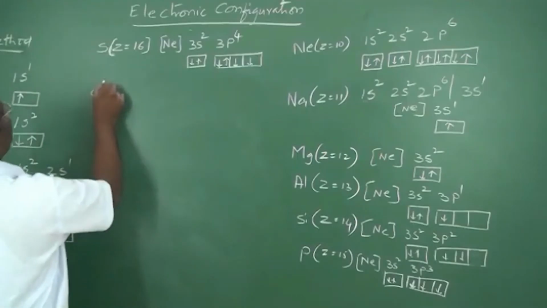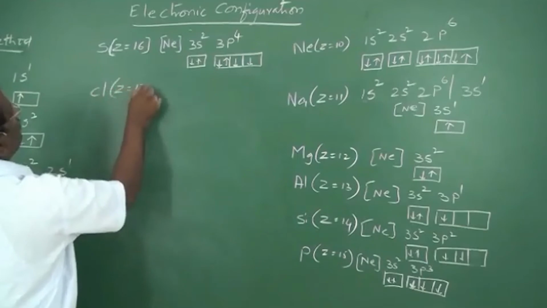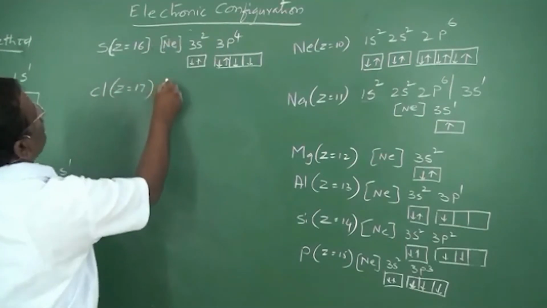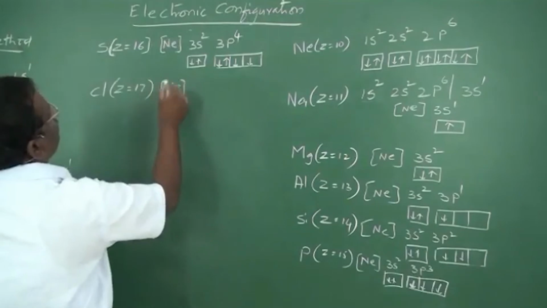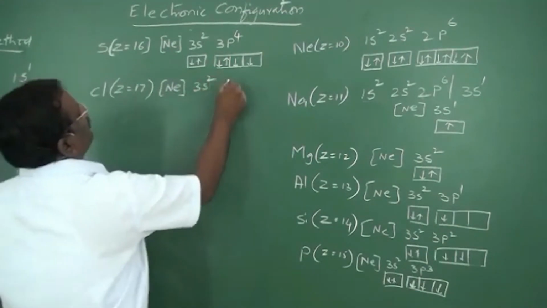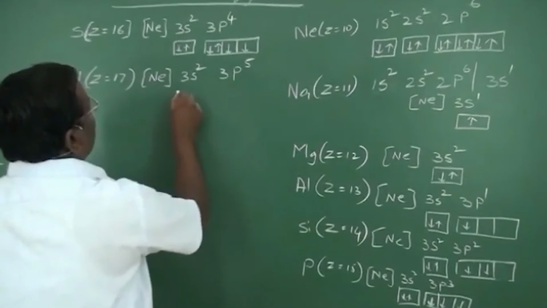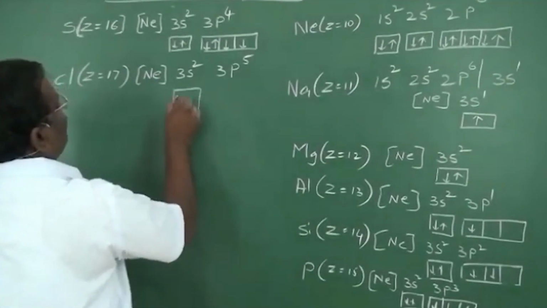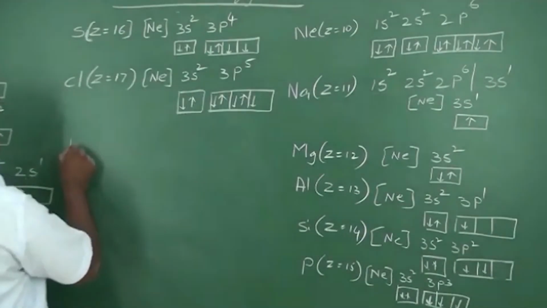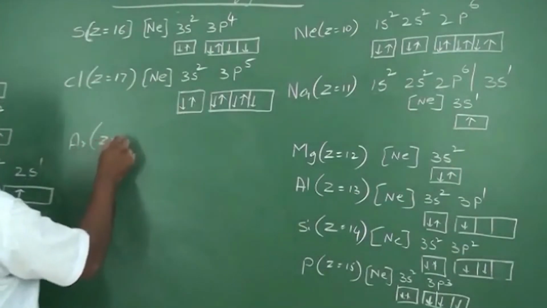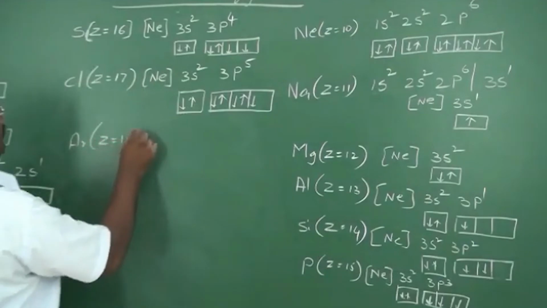Then chlorine. First 10 electrons are just like neon. Then argon. First 10 electrons are just like neon, then 3s2, 3p6.